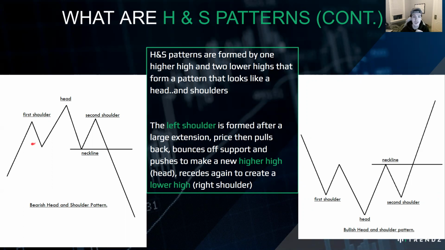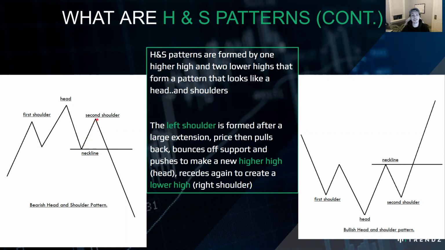That left shoulder is formed after that large extension up, the high. Price then pulls back, finds support at a level, bounces off of that level, and finds demand there. Then the price pushes beyond that first shoulder to create the new peak. That would be a higher high. Price then recedes back down to the support, creating that double touch, that neckline right there. That'll be a very key important part after the next shoulder here.